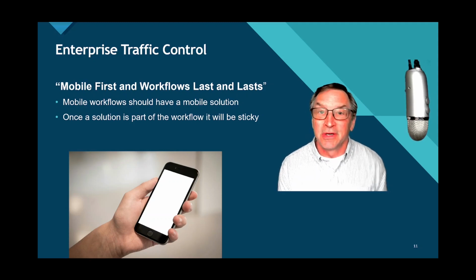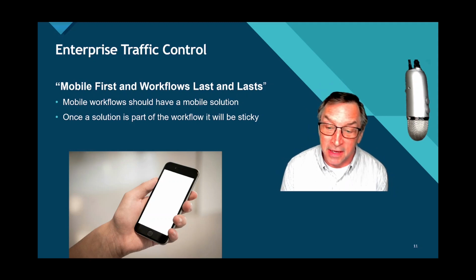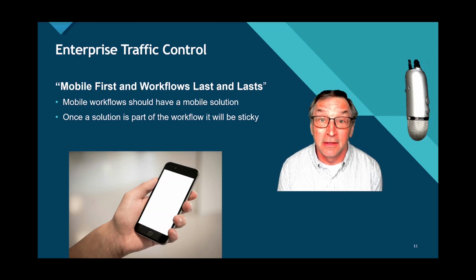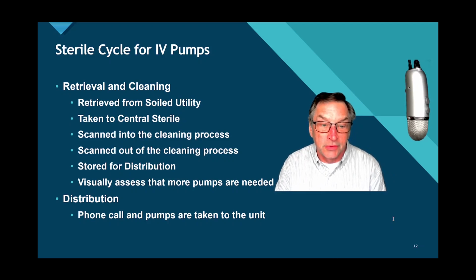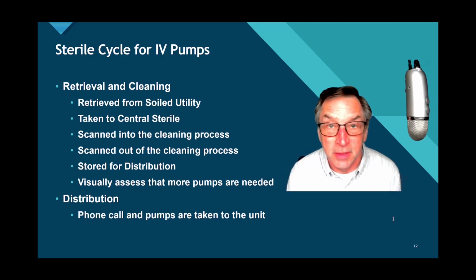And that's the journey that I was talking about in the beginning, and this is the substance part of the discussion that we want to have, and I'm excited to get into it. Okay, so for this example, there's going to be two processes. One is the retrieval and cleaning, and then the other is the distribution. So Sterile cycle team is going to be retrieving and cleaning them, and then in this instance, the supply chain people are going to be distributing them.